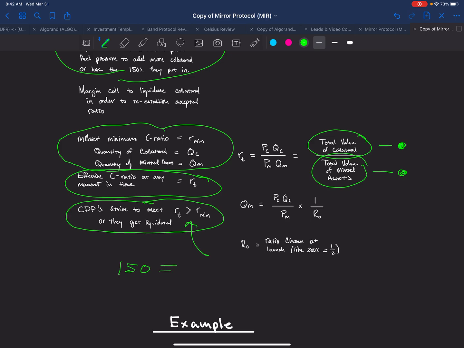150, that's pretty much equal to the ratio minimum, right? So you want something above this, 150%, which means for every dollar, I have to put up $1.50 in collateral, right? And this ensures the platform that things are safe. But when it gets to about 150, it'll start selling off your collateral at the market.